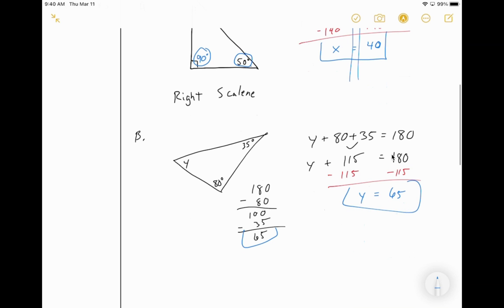Good job. What kind of triangle is this? All right. All the angles, 80, 35, and now 65, they are all acute, and none of them are the same, which means it is scalene. Not too bad. Let's do maybe one or two more.